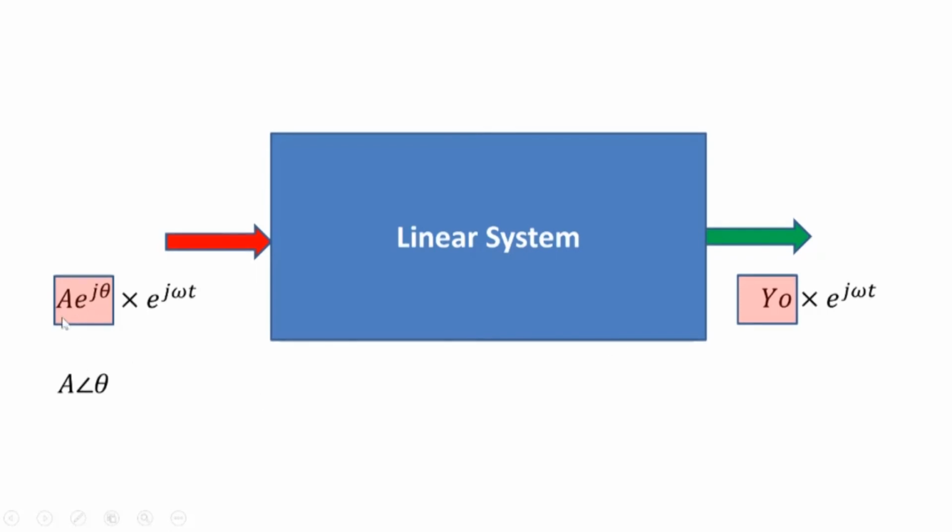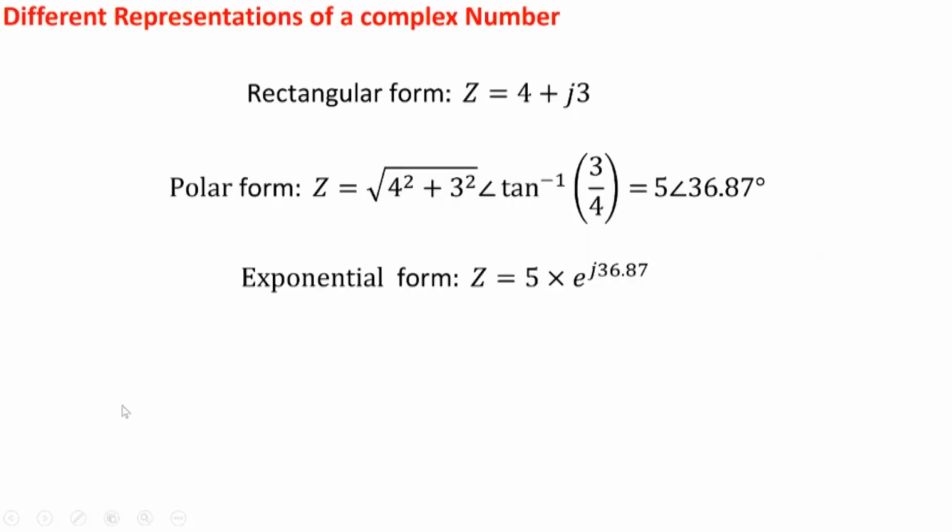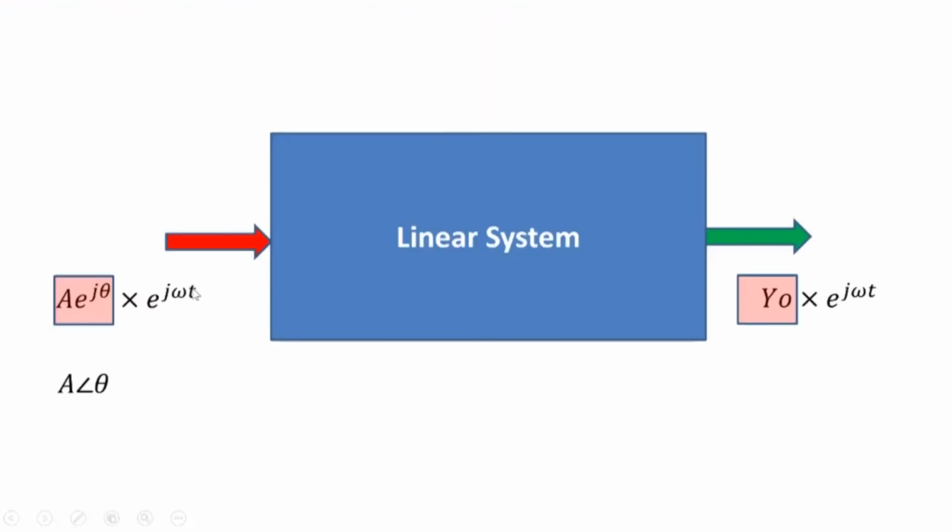And this a e to the power j theta is nothing but a complex variable. Sometimes we will write it like this. Sometimes we will write it as a angle theta, which you're familiar with, in a polar format here. Okay, so this brings us to complex numbers. It shows that the analysis of a linear system is basically boiling down to when I excite it by a complex variable here, a e to the power j theta, that's my input. And then the system will produce some output which is also a complex variable here.